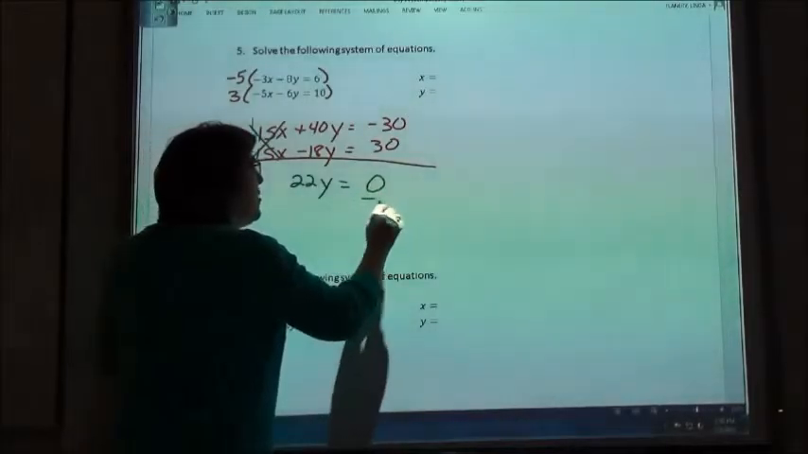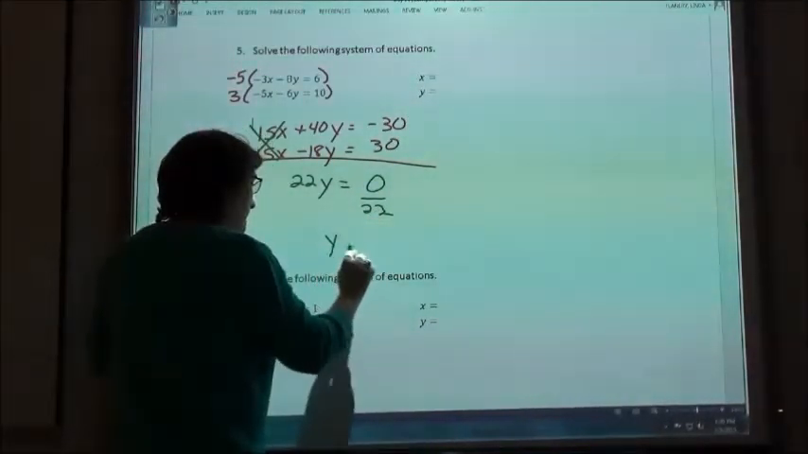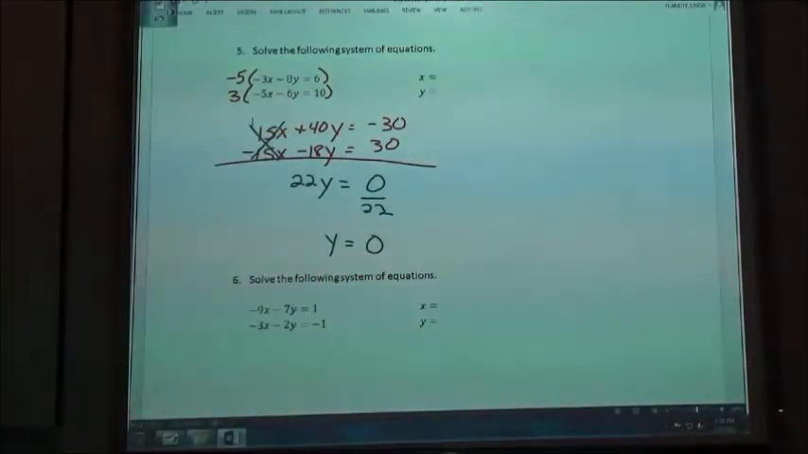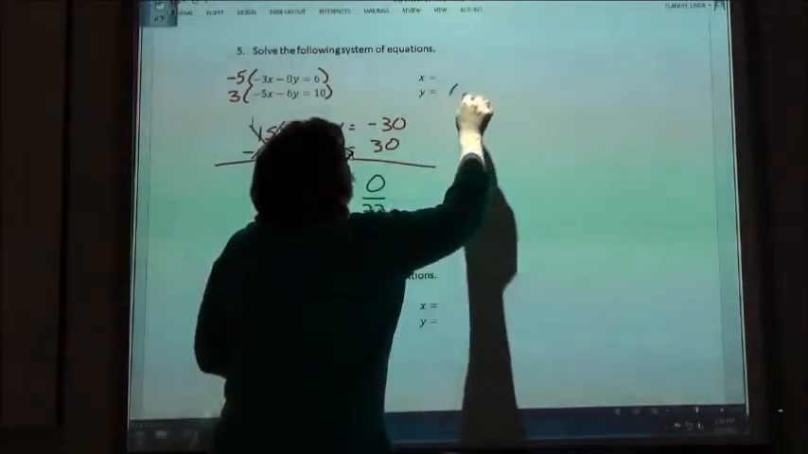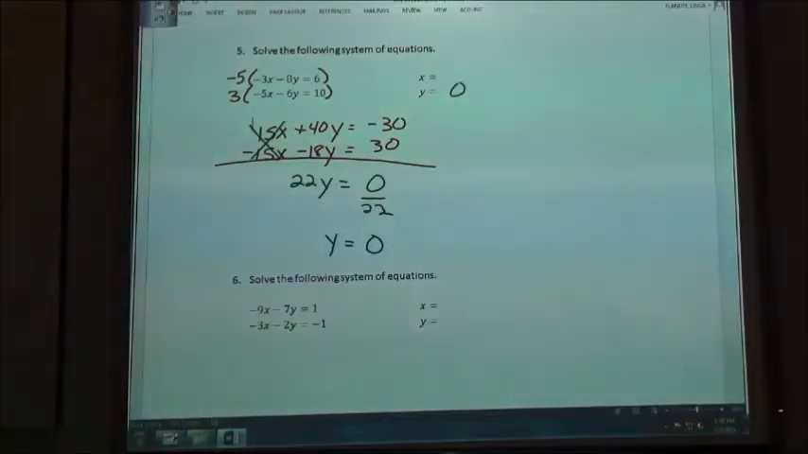So if I take 0 and I divide it by 22, we still get 0, right? It's okay to have an answer of 0. Y can equal 0. So if I get an answer of y equals 0, I still need to go back and find my x. I can put it in either equation.